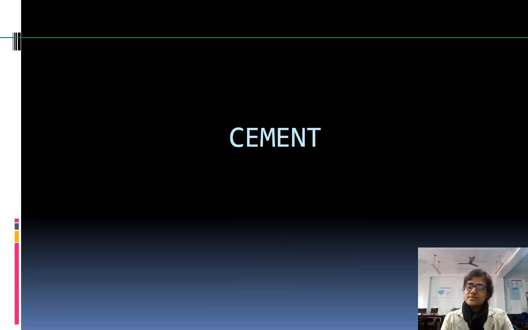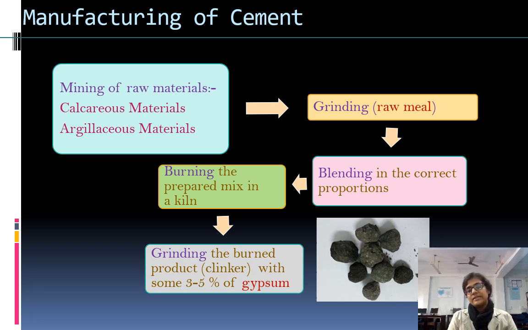So concrete and cement are very inseparable. The first and foremost topic we need to cover is cement. So what is cement? If we look at the history of concrete, it traces back to Portland cement. So the cement as we know it now, what are its manufacturing steps?